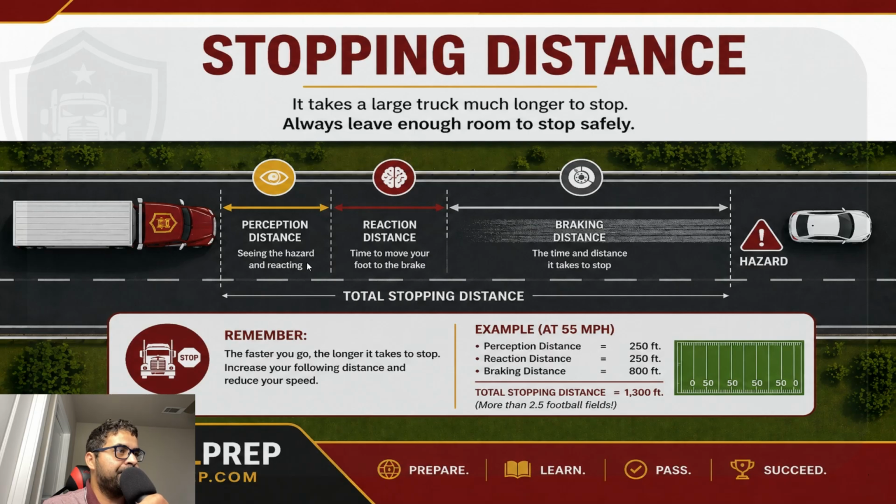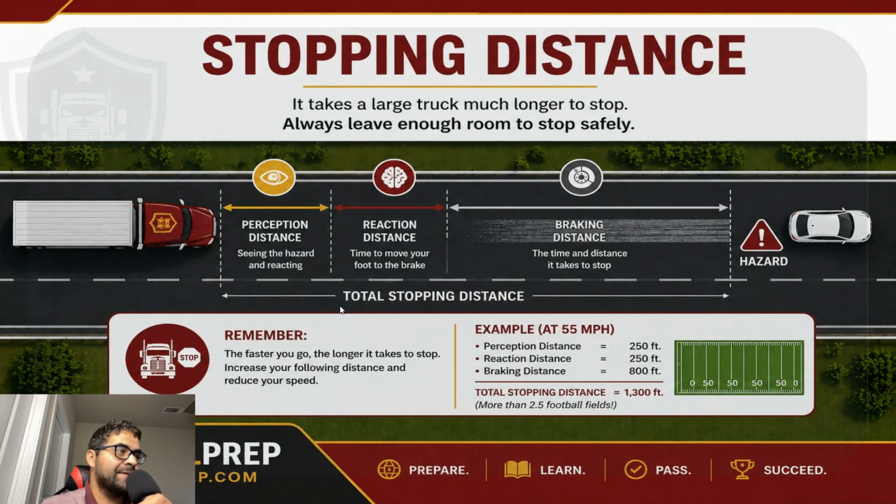So you have your perception distance. This is seeing the hazard and reacting. So that car is up ahead. Look at the hazard right up there. It's going to take your time. You're going to see it. Okay, I see it. And then it takes time for your brain to react. This is called the reaction distance. Time to move your foot to the brake. That's how long it takes. Your brain to react and start tapping that brake or hitting the brake to stop for that hazard. And then the rest of it is called the braking distance. The time and distance it takes to stop.